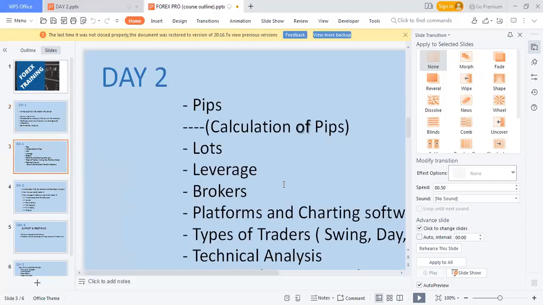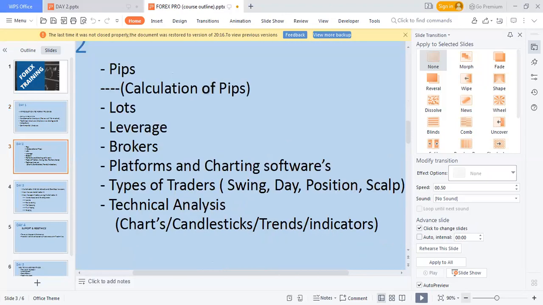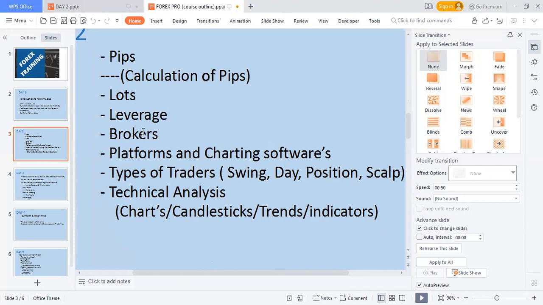I'm very sure you can see my screen. We have pips, lots, leverage, brokers, platforms and charting software, types of traders. We have swing, day, position, scalp. We also have technical analysis. So let's see how we can go about this.